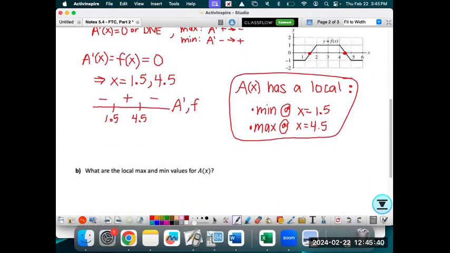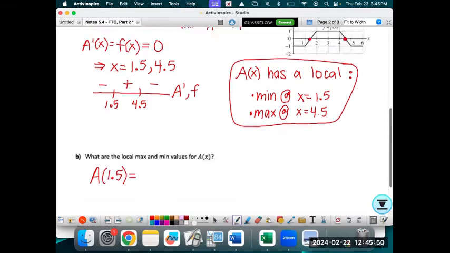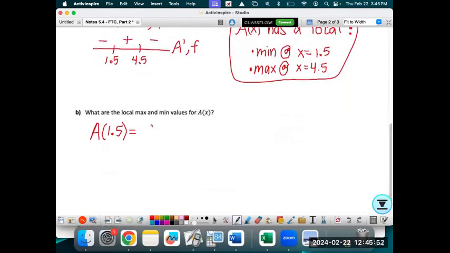Now let's figure out what those actual values are. So I want to figure out what A of 1.5 is and what A of 4.5 is. I'll do 1.5 first. And remember, the definition of A of x is that integral from, let me see, I believe it was 4 to x. So instead of x, I'm going to put 1.5 there.